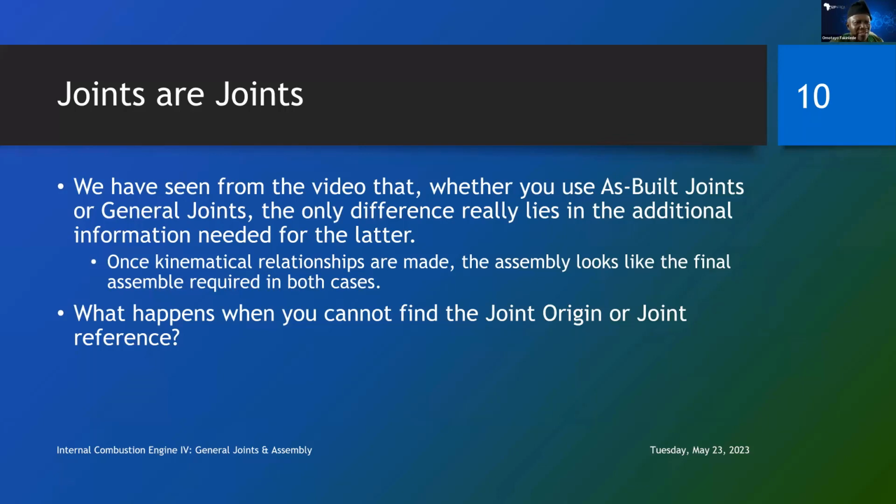We now go back and say joints are joints. We have seen from the video that whether we use as-built joints or general joints, the only difference really lies in the additional information needed for the latter. The arrangement is still the same. The kinematical relationships are made, and the assembly looks like the final assembly we had in both cases. They are the same. What happens when you cannot find the joint origin or joint reference?